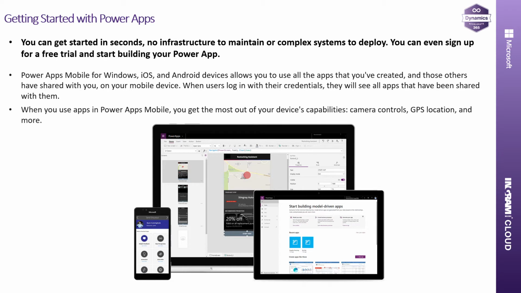Powerapps Mobile for Windows, iOS, and Android devices allows you to use all the apps that you've created and those others that have been shared with you as well, all on your mobile device. When users log in with their credentials, they will see all the apps that have been shared with them or that they've built themselves. And when you use Powerapps Mobile, you can get the most out of your device's capabilities, so camera controls, GPS location, and other things as well. Using Powerapps, whether remote working, out on the road, working from home, or in the office, you can really enable your workforce to achieve so much more, be more productive and really give them the tools to succeed.